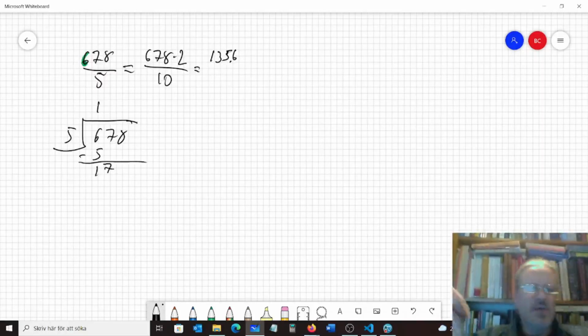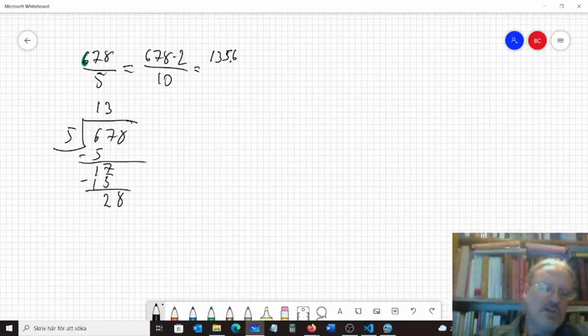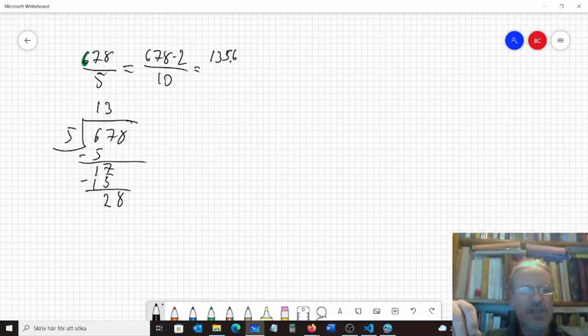We can pretend now we change everything to tens. We split these 17 tens among the 5 people. They will get 3 each. 3 times 5 is 15. Subtract that away. That will give us 2. Switch that to single coins, so crowns. Still have the 8. That will be 28.